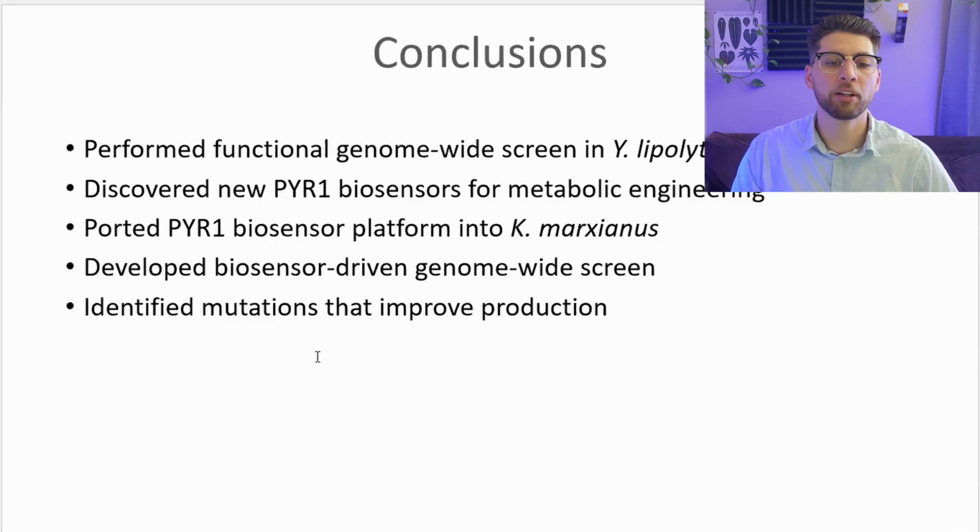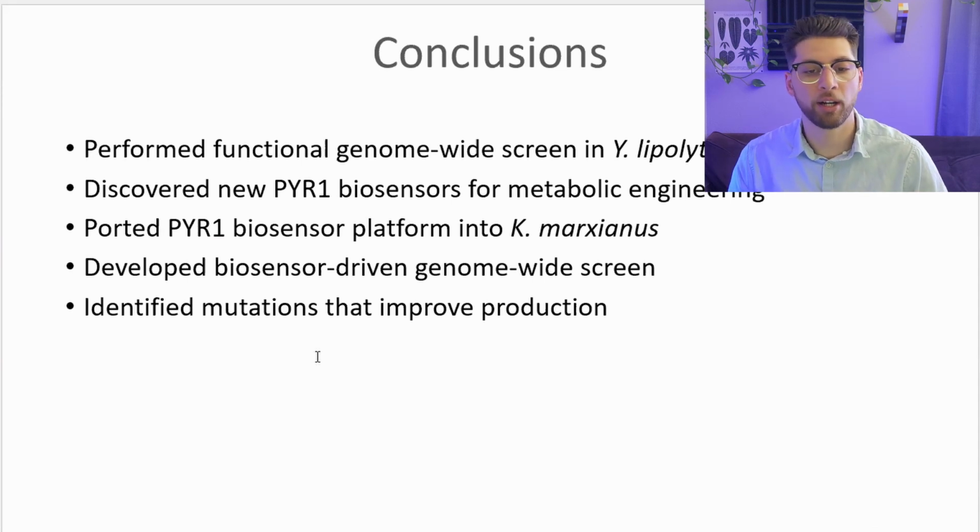Okay, so to conclude here, I did a functional genomic screen, CRISPR screen in Yarrowia lipolytica, found some mutations that improve growth on various low-cost carbon sources. I discovered some new biosensors for metabolic engineering specifically and moved those into Kluyveromyces marxianus, and then used those biosensors and that porting over to K. marxianus to develop a biosensor-driven genome-wide screen. And then from that screen, I was able to identify specific mutations that improve production of geraniol.